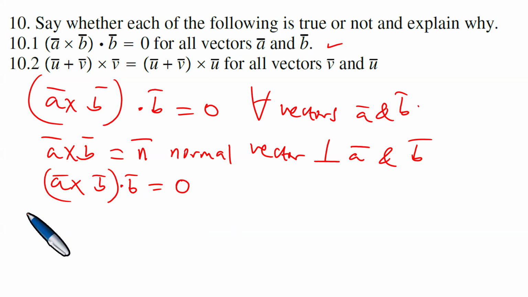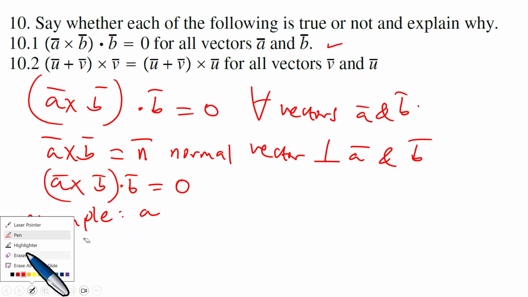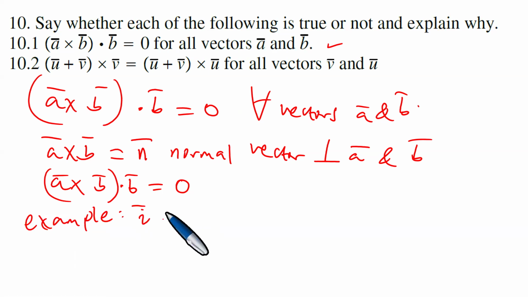This is exactly what one can say, but we can do an example. An example doesn't prove something in general. An example does not prove anything in general. There are many ways to demonstrate, but let's just do an example. An example would be, for example, i cross j dot j.